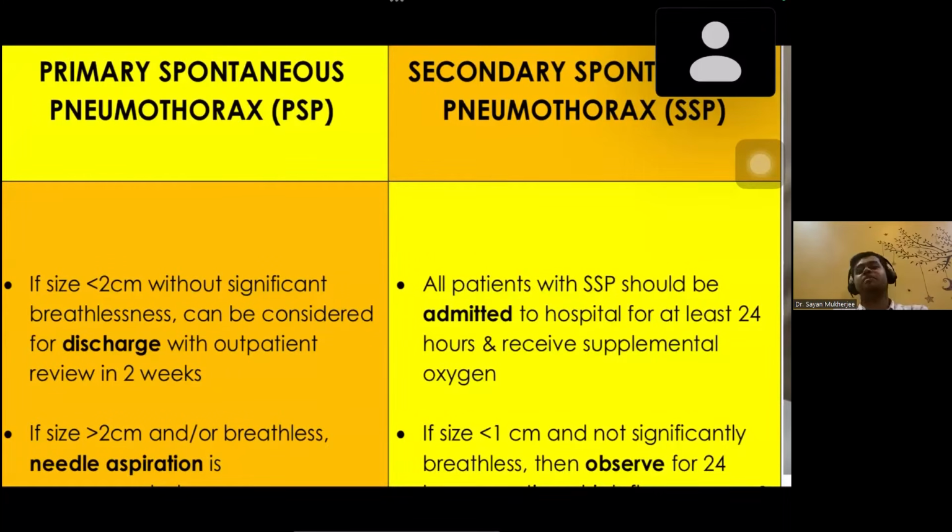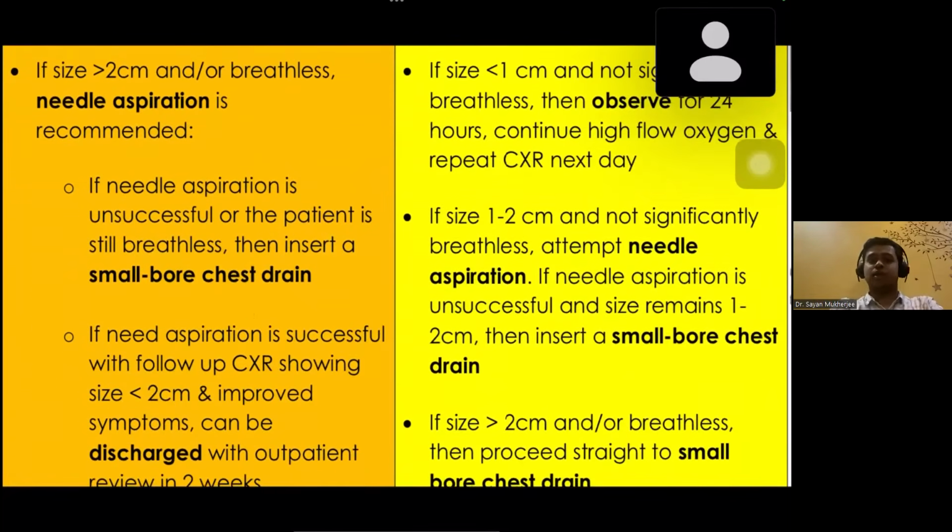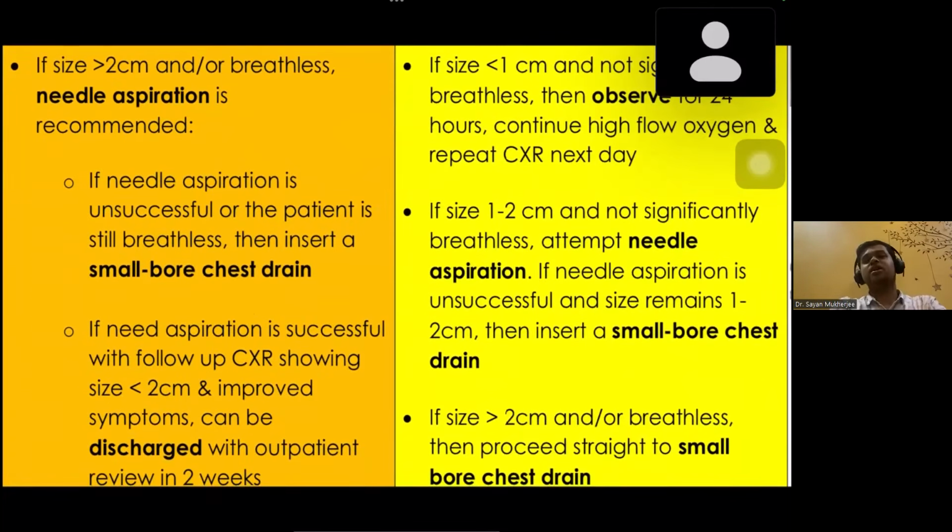I'll send an image on the group. I should have included it. Basically, there's a distance I need to measure, between the collapsed lung and the rim of the pleura. If it's less than 2, you can give him high flow oxygen. You can discharge him if it's a case of primary spontaneous pneumothorax. But if the patient has a size which is more than 2 centimeters, or if he's symptomatic, then go for needle aspiration first in a case of primary spontaneous pneumothorax.